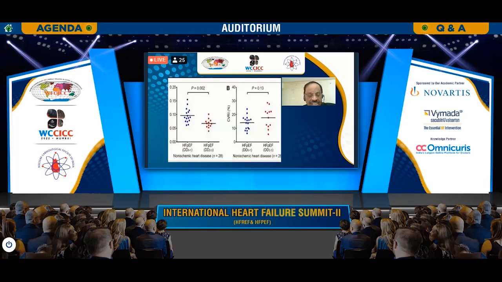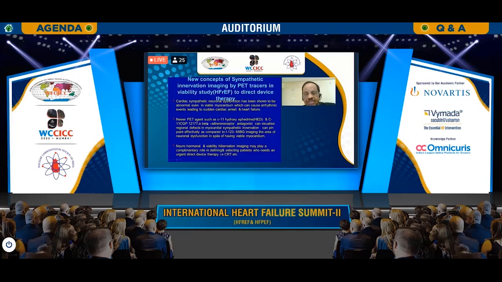So here you can see the non-ischemic disease. Here you can see the retention index. So here the HFpEF with less LV diastolic dysfunction 0 to 1, the retention index is very good. But as compared to diastolic dysfunction of grade 2 and 3, the retention index is very low. Cardiac sympathetic neuronal dysfunction has been shown to be abnormal even in viable myocardium, which can cause arrhythmic events leading to sudden cardiac arrest. So you can say that C11 hydroxyephedrine, the beta adrenoreceptor.